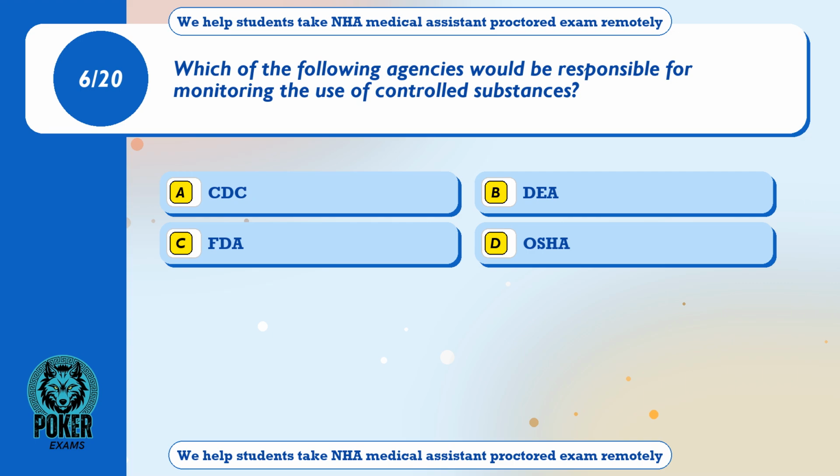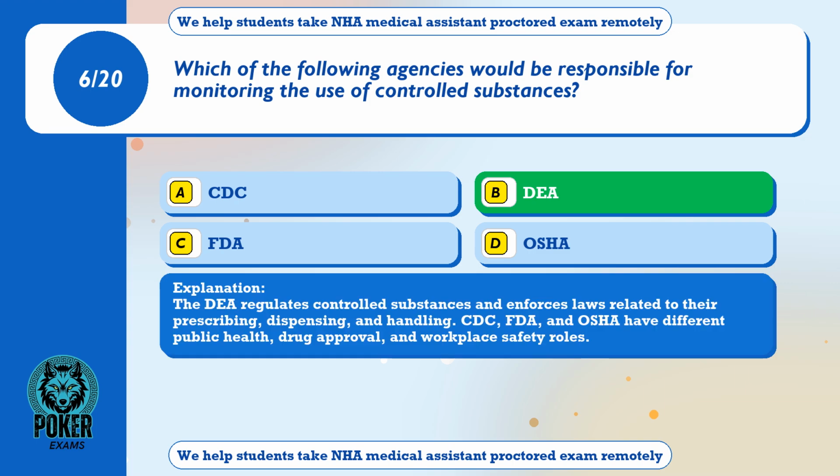Question 6. Which of the following agencies would be responsible for monitoring the use of controlled substances? Option A, CDC. Option B, DEA. Option C, FDA. Option D, OSHA. The correct answer is option B, DEA. The DEA regulates controlled substances and enforces laws related to their prescribing, dispensing, and handling. CDC, FDA, and OSHA have different public health, drug approval, and workplace safety roles.